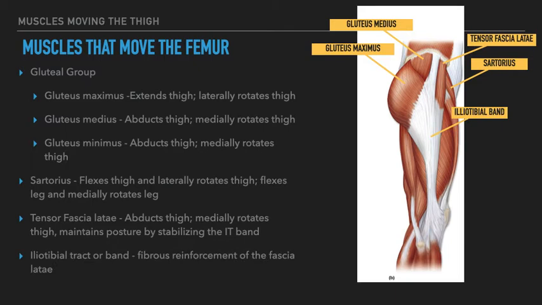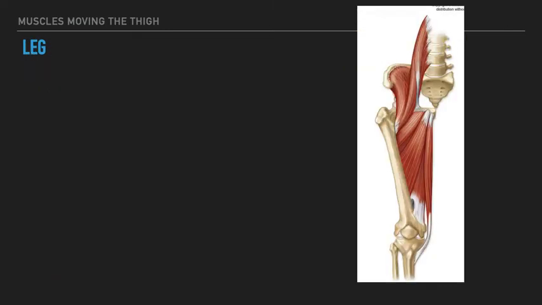Last is the IT band or tract. This is basically a long fibrous reinforcement of the fascia latae muscle. The action of the muscles that are associated with this band are going to help flex, extend, abduct, and laterally and medially rotate the hip. And you can see there are several muscles that are associated there.